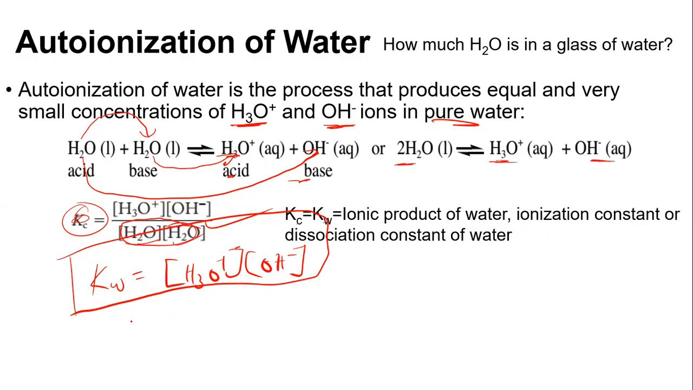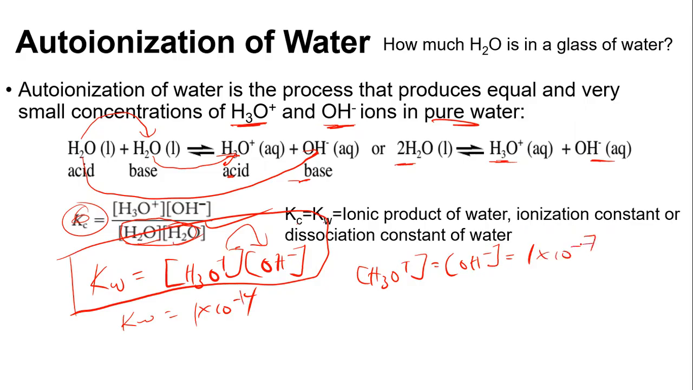Now, per calculation, we know that the Kw of water is 1 times 10 raised to the power negative 14. Because the concentration of the acid and the base are equal, let me write it. The concentration of the acid is equal to the concentration of the base, and that is equal to 1 times 10 raised to the power negative 7. So each of them is 10 to the negative 7.